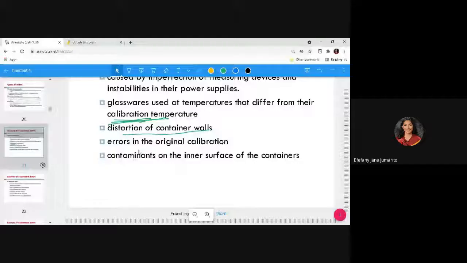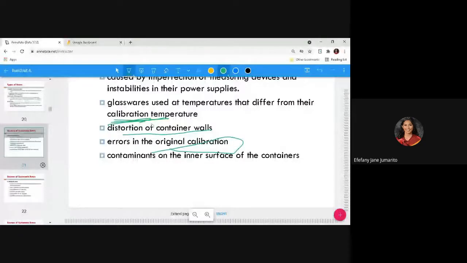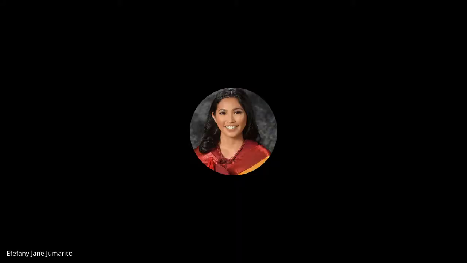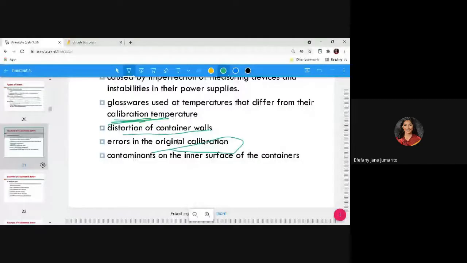Then we also have the errors in original calibration. Class, there are different calibrations. For example, with our weighing scales, one is not calibrated well, and another has a different calibration. Some sellers in the market change the calibration so that it will serve them very well, so that they gain more when weighing. So that's an error also. The same thing goes for our glasswares, there are errors in calibration there.